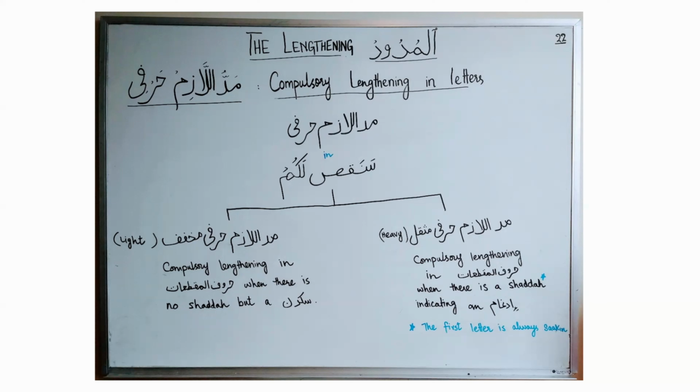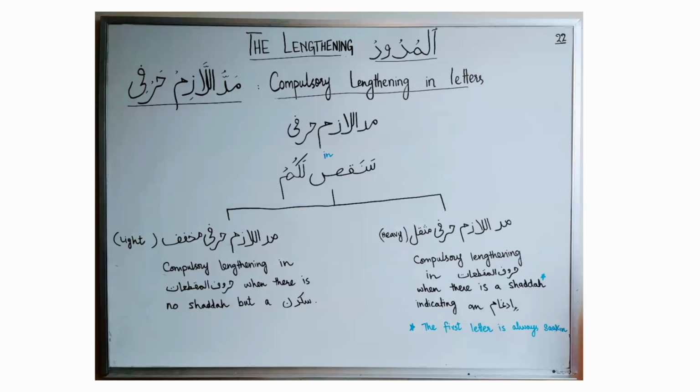Compulsory lengthening of 6 counts within Huruful Muqatta'aat is further divided into two groups: Madd-ul-Lazim Harfi Musaqqal and Madd-ul-Lazim Harfi Mukhaffaf. Just like in Madd-ul-Lazim Kalimi, Musaqqal is a heavy sound due to shadda, and Mukhaffaf is a light sound due to the sakin letter.